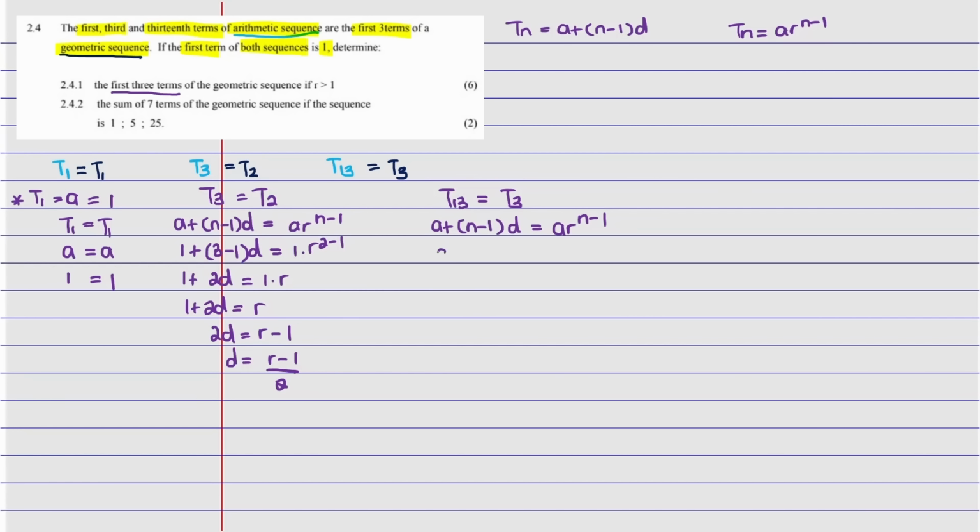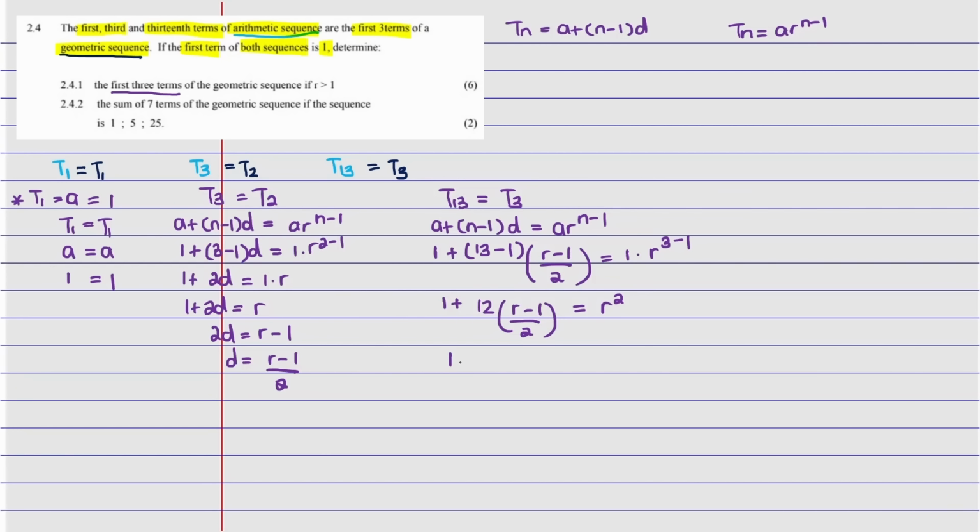So let's do that. So it's going to be a, right, plus, then this is going to be, not substituting, I'm sorry. So this is going to be the same as 1 plus, this is going to be 13 minus 1, and this is going to be (r minus 1) divided by 2, right? And this is going to be equal to 1 multiplied by r to the power 3 minus 1, right? So with that said, we're going to have 1 plus 12, then this is going to be (r minus 1) divided by 2, and this is going to be equal to r to the power 2, right?